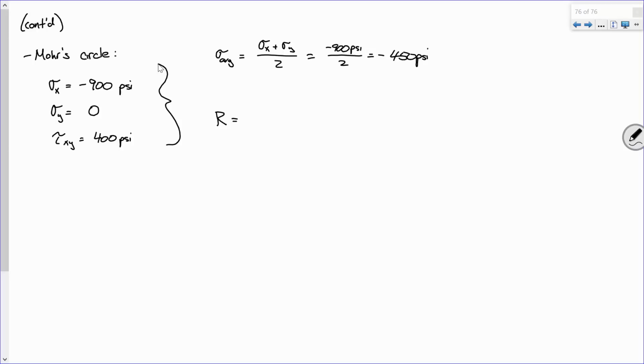Make sense? Now, what's the radius? Somebody else. Somebody help me out. What's the radius?